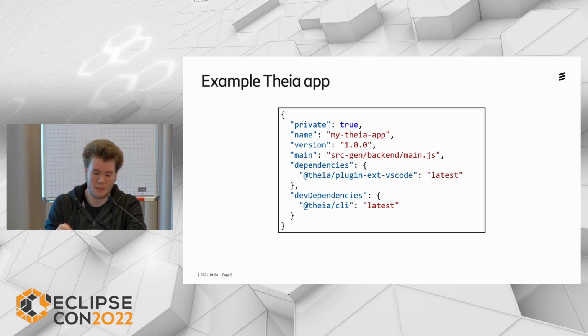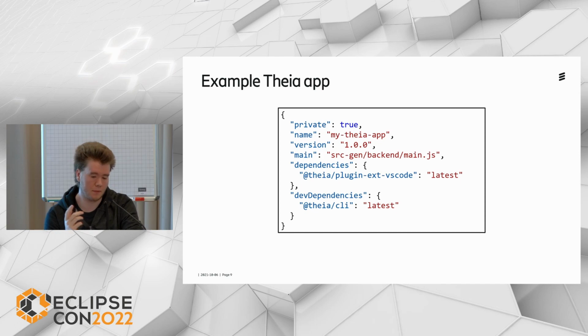So the most minimalistic application you could make using Theia would look like this. This is the content of a package.json to create an application. You have just name, version, and the entry point of the application is located somewhere under generated sources. And as you can see, under dependencies, I only have one extension.